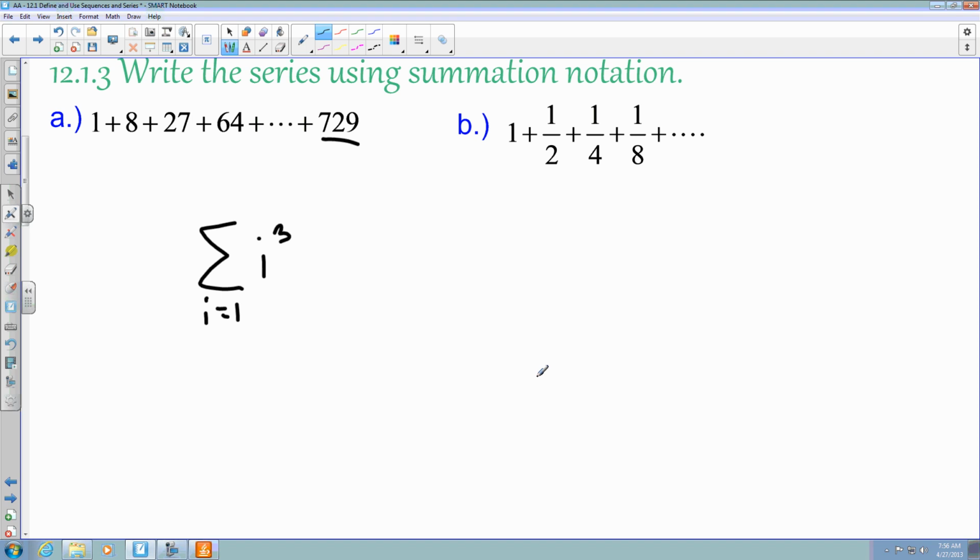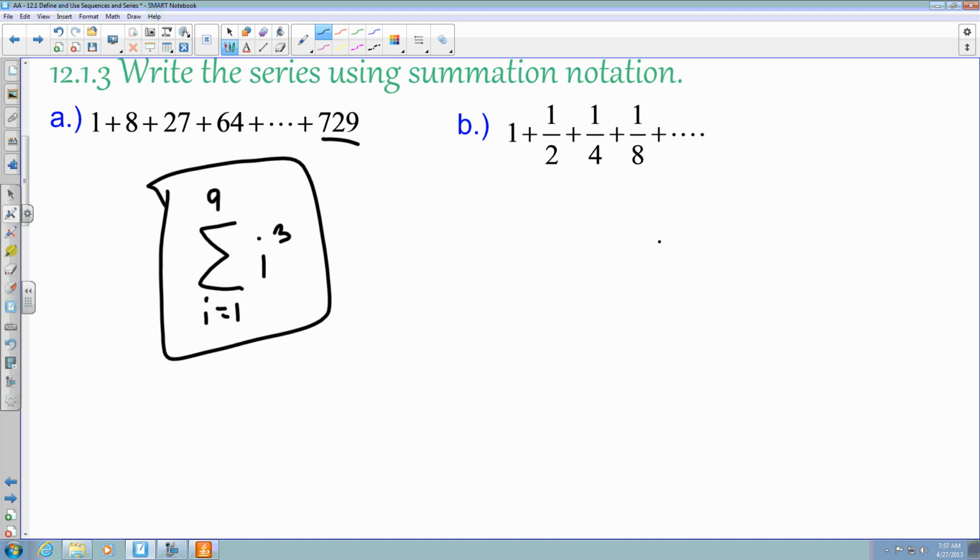So now what I need to find out is what value of I cubed I need to get 729. And that one would be 9. So that means that this stops at a value of 9. So my equation written in sigma notation is going to be I equals 1 to the I cubed power, and we're going to go 9 units.